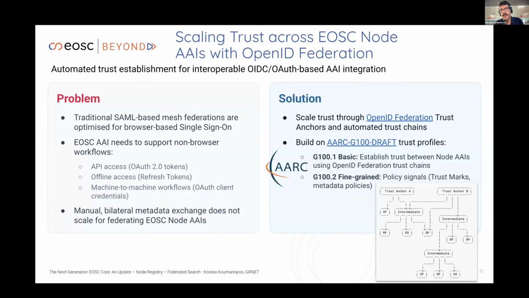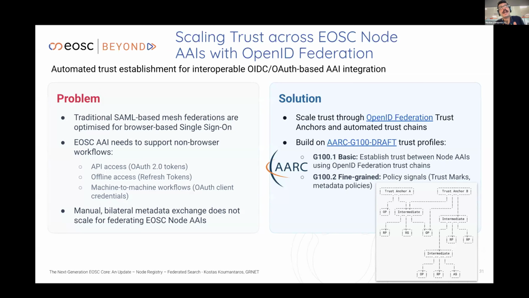So the solution is the OpenID Federation, which was finalized just a couple of months ago, in February 2026. For our activities in EOSC Beyond, we also used a specific profile coming from the ARC guidelines. Because there are two different profiles defined there, we focused on the OpenID Federation 1.0 basic profile, which is essentially for the basic trust establishment between node AIs. There is also an additional profile, the fine grade one, which also adds the notion of trust marks that allow expressing, for example, compliance with certain policy frameworks, or also support for metadata policies.